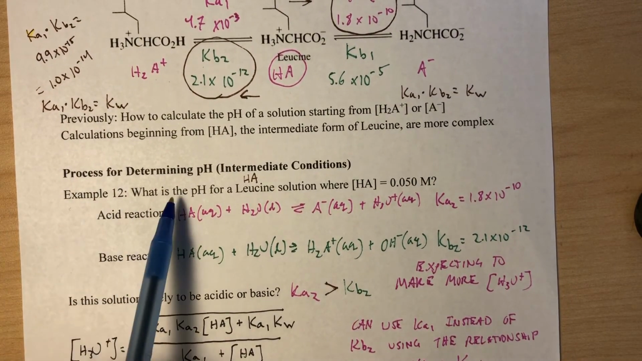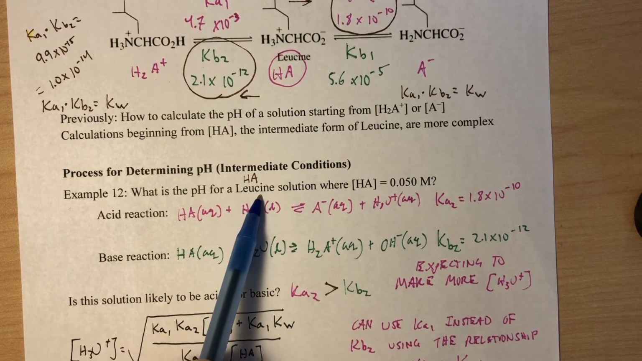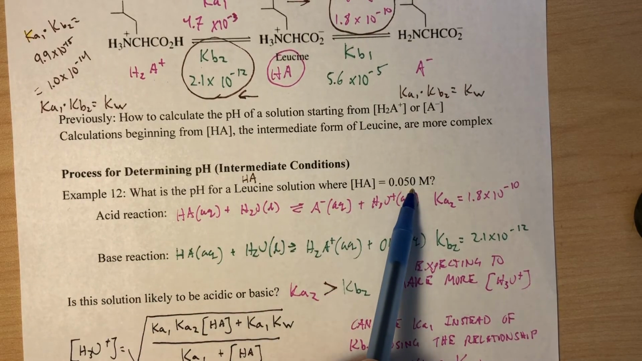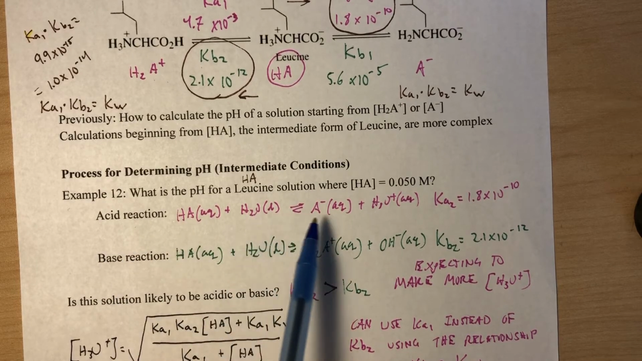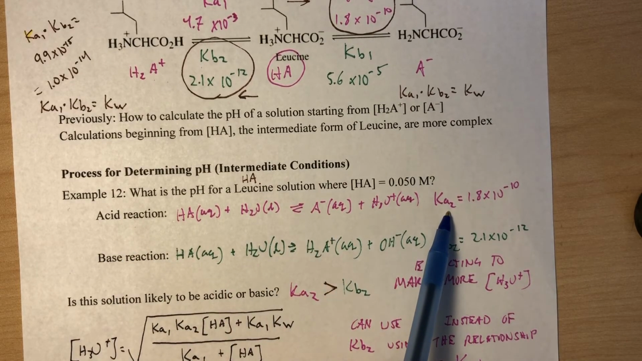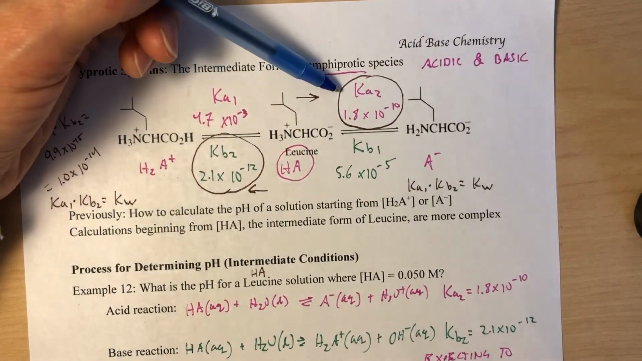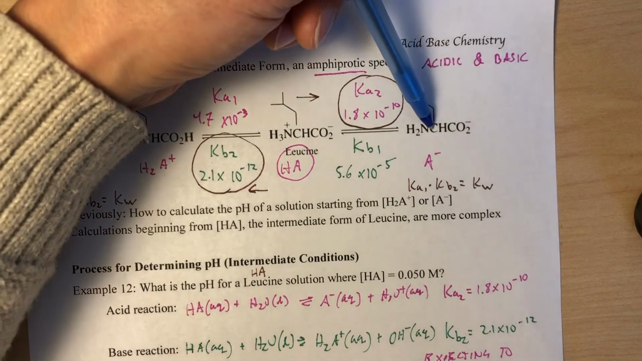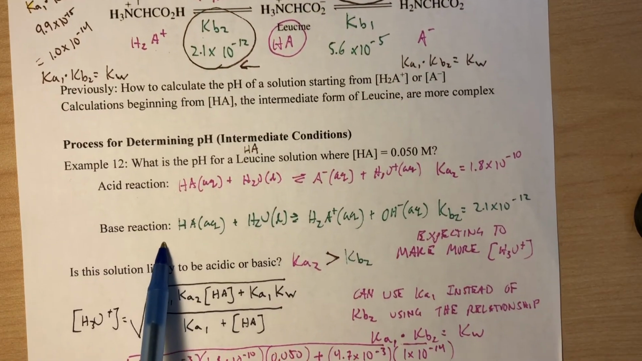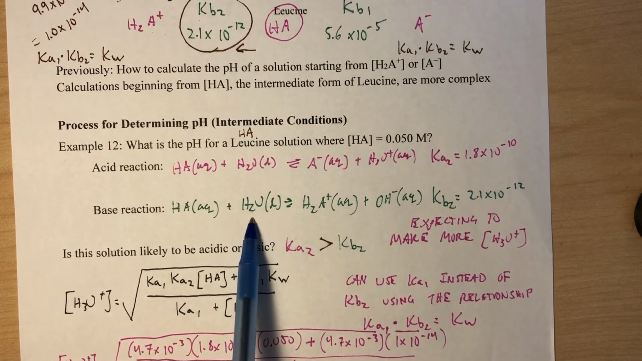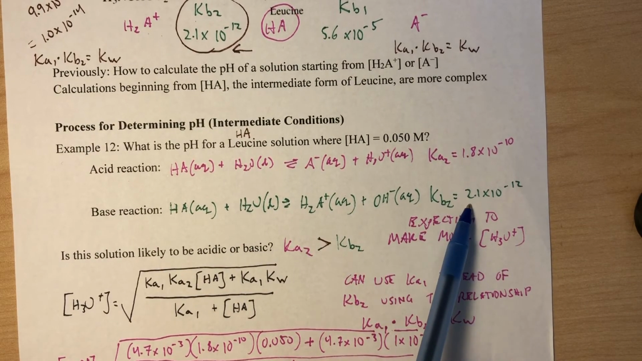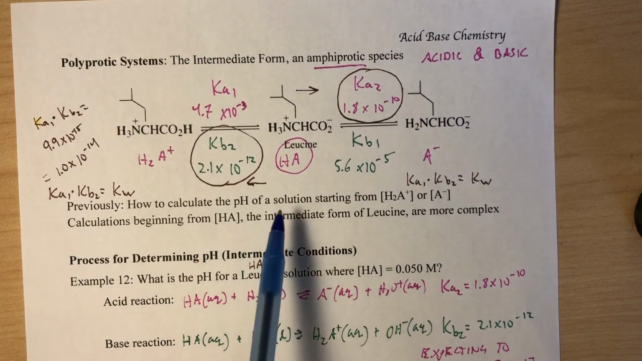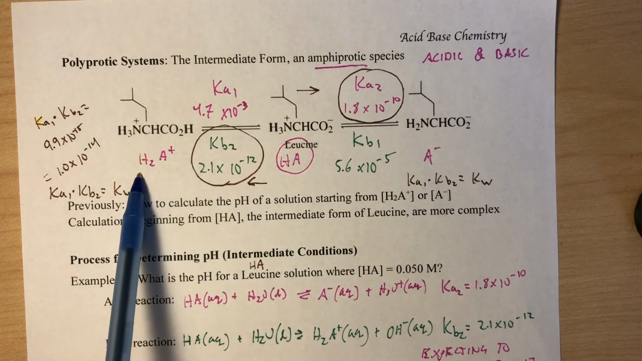So, example 12, what is the pH for leucine, which we describe as HA, where HA is equal to 0.050 molar? The acidic reaction that HA is a part of is HA reacting with water to form A- and hydronium. That's described by Ka2, 1.8 times 10 to the negative 10, which is here. So HA can act as an acid to form A-. The base reaction that HA can participate in is reacting with water to become protonated to form H2A+. That produces hydroxide. That's described by Kb2. So that's HA here reacting to form H2A+.